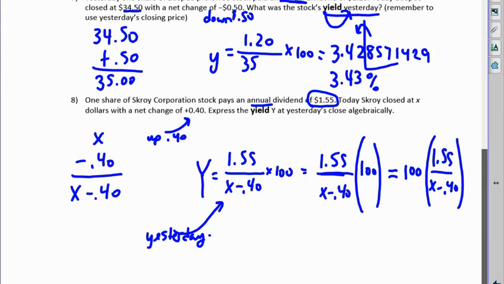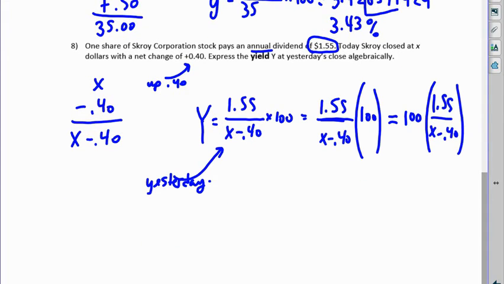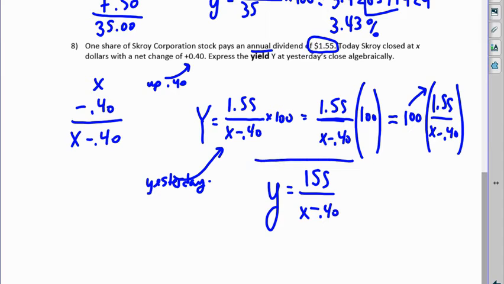Or one other version that this might be, probably the way I would really write it, is I would send that 100 up by multiplying that 100 times the 1.55. I'd get 155 over X minus 0.40, and that would be my final expression, potentially the one that matches the back of the book if I was using a book.